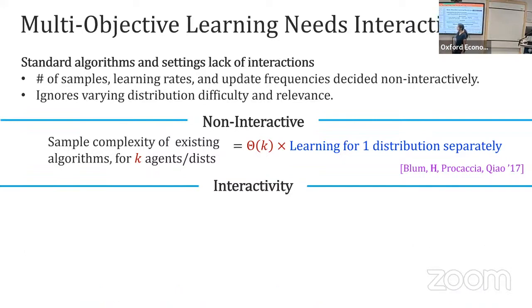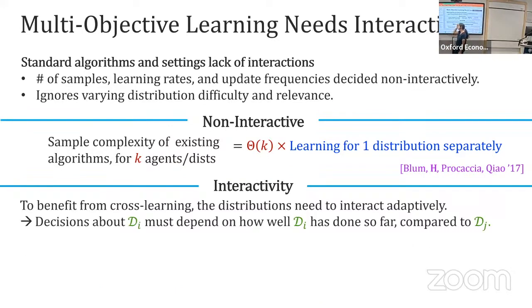What does interactivity really mean? This is what I want you to think about: interactivity and adaptivity come together. To really benefit from cross-learning across different distributions, these distributions somewhat need to interact with each other. What I mean by this is that the decisions we make about one distribution must depend on the relative performance of that distribution with respect to the other distributions so far.